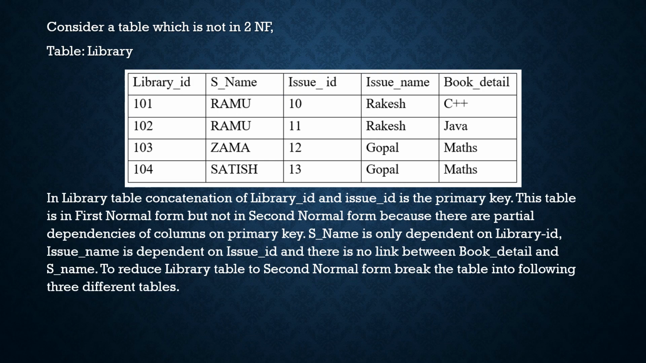So student name is only dependent on library ID, and issue name is dependent on issue ID. There is no link between book details and student name.